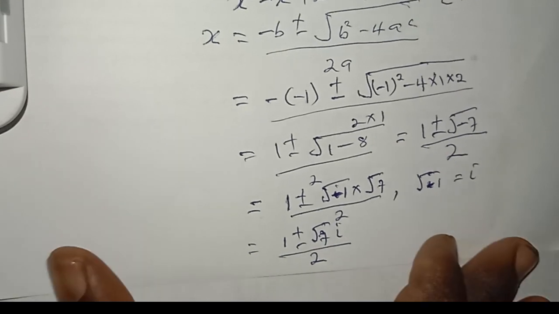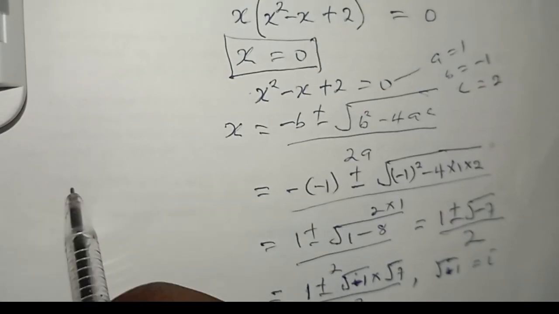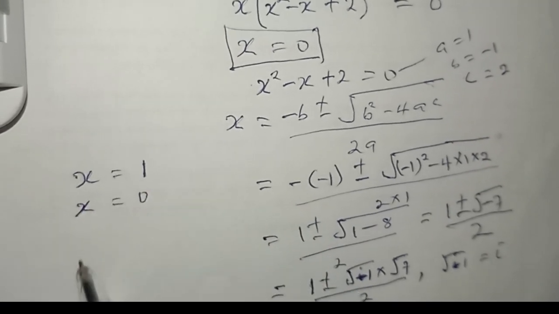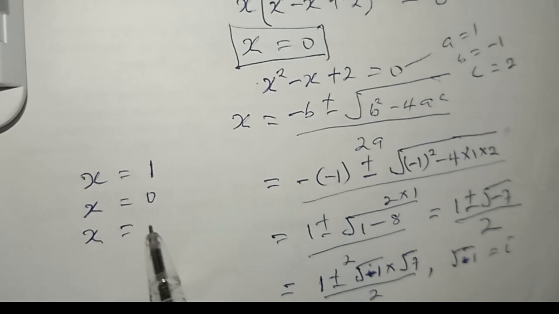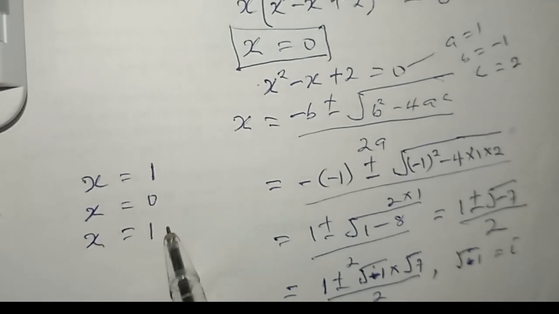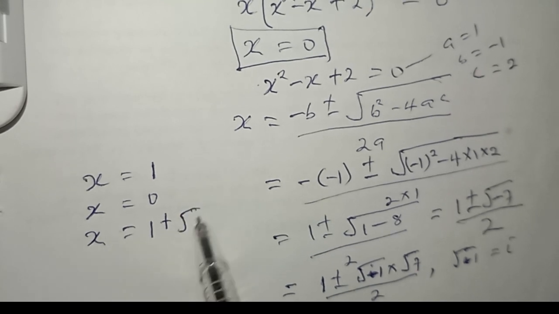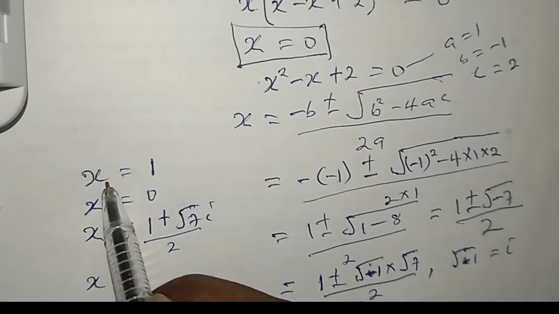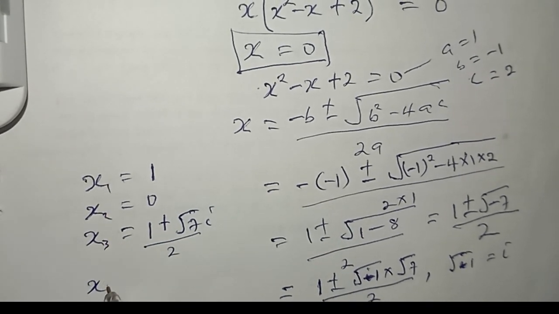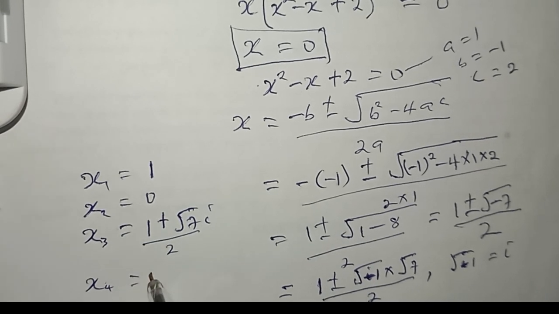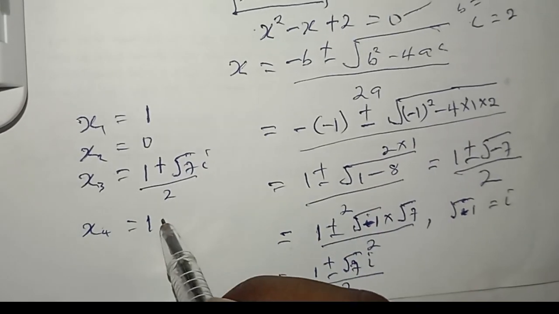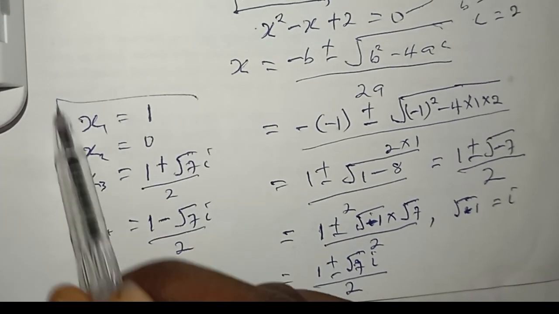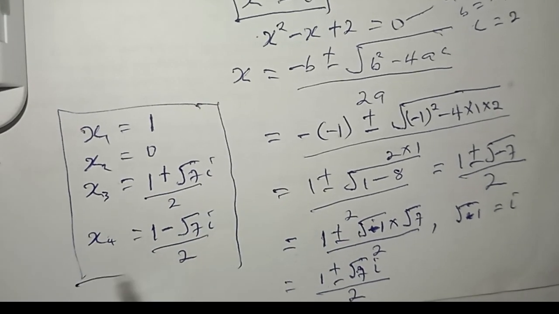Okay, so clearly you can see that the first one we've got is x equal to 1, the second one is x equal to 0, and then the third one is x equal to, from here, 1 plus root 7i, okay, divided by 2. And then the fourth one, let's say x1, x2, x3, x4. So the fourth one will be x equal to 1 minus root 7i divided by 2. And these are going to be the solution set of this equation.